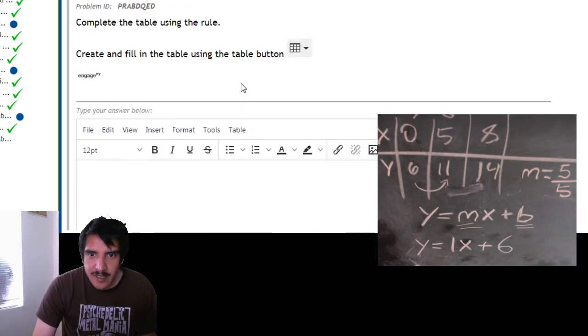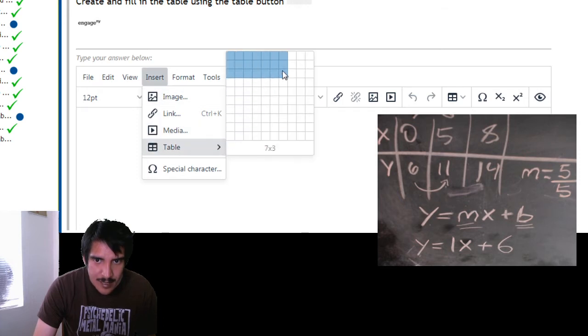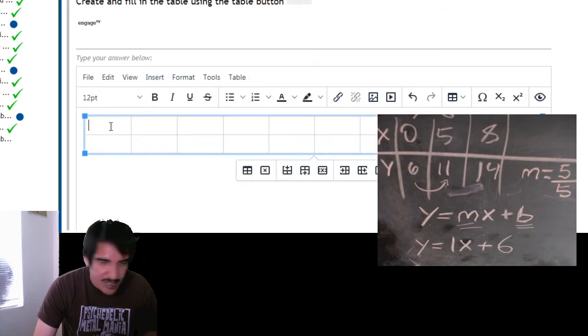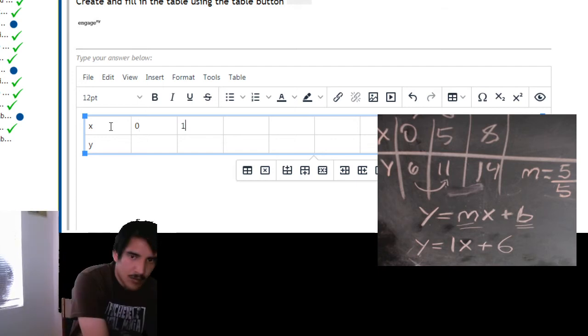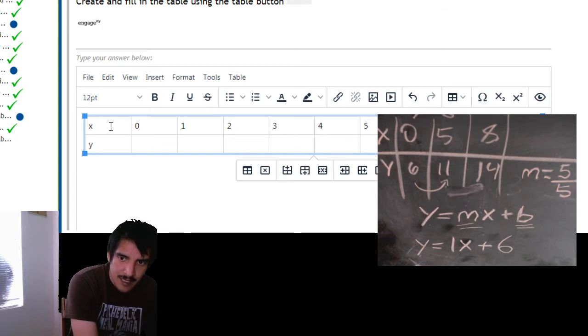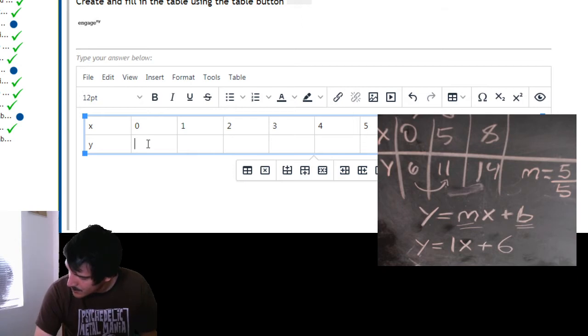Then it says to insert a table for this function. So I'm just going to copy down the table that I have. So insert table, insert table. And once again, I'm going to do a 2-row table. One row is x, one row is y, and 0, 1, 2, 3, 4, 5, 6, 7, 8. I'm just going to do the numbers 0 through 8 for the inputs.